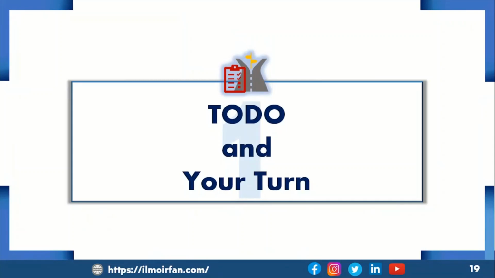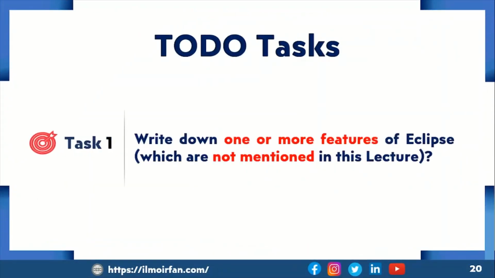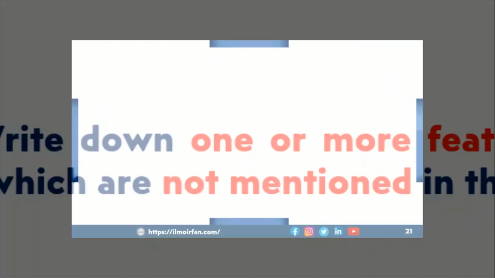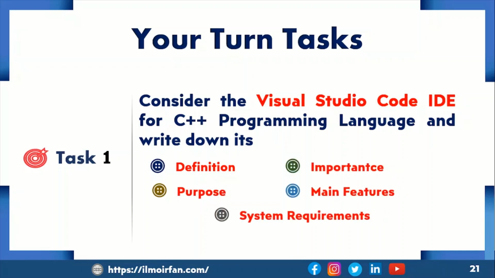To do and your turn task. The to do task of this part of the lecture is to write down one or more features of Eclipse which are not mentioned in this lecture. Your turn task is to consider the Visual Studio Code IDE for C++ programming language and write down its definition, purpose, importance, main features and system requirements.